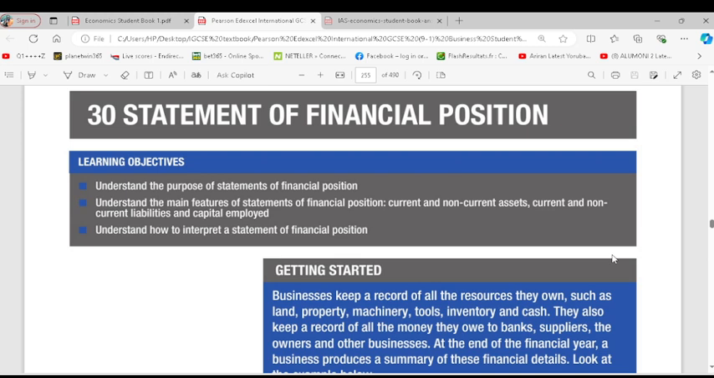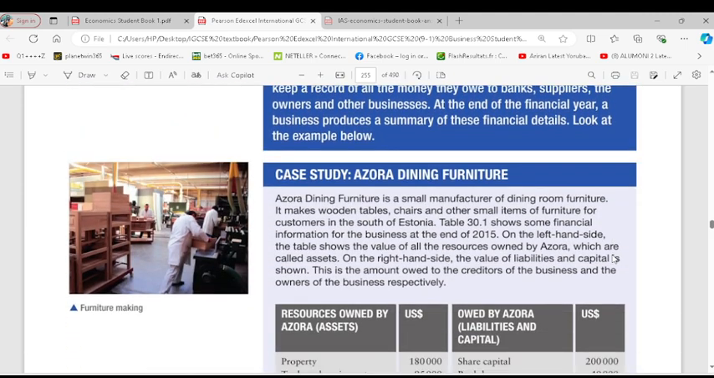So when I talk about statement of financial position, we're simply talking about information about the assets, liabilities, and the capital of a business. Information about what? Assets, liabilities, and capital of the business. These are what statement of financial position talks about. So let's go down and say, are you with me, please? Okay.